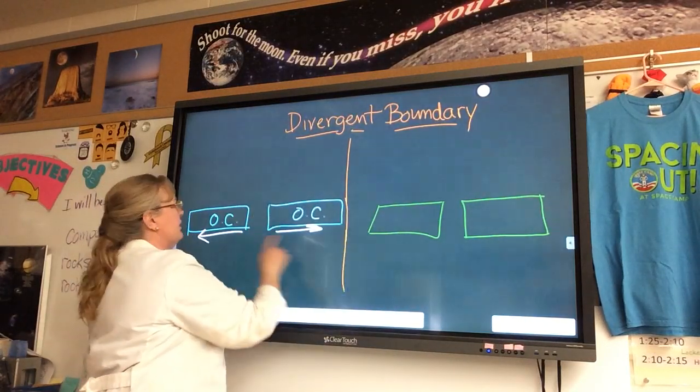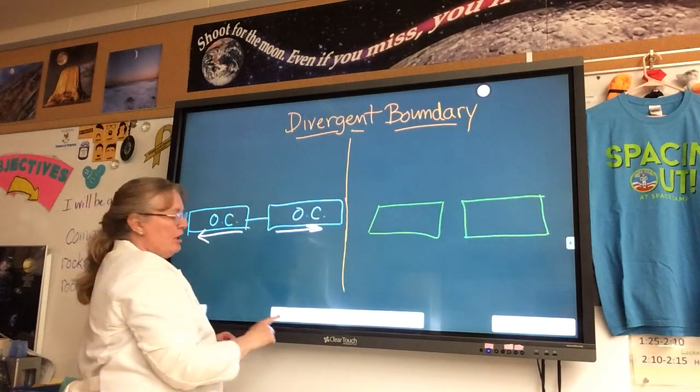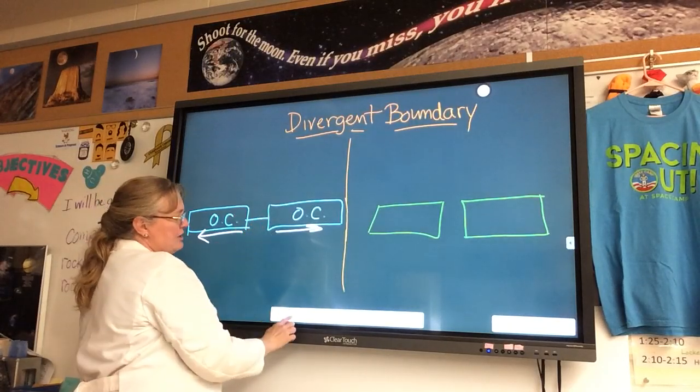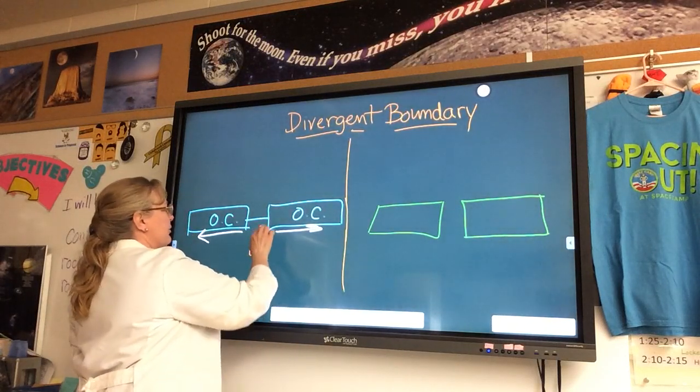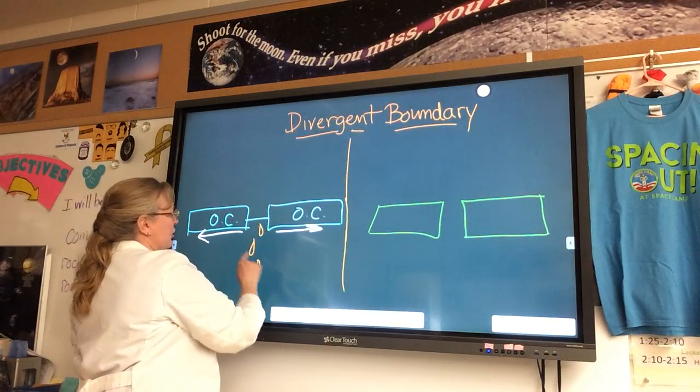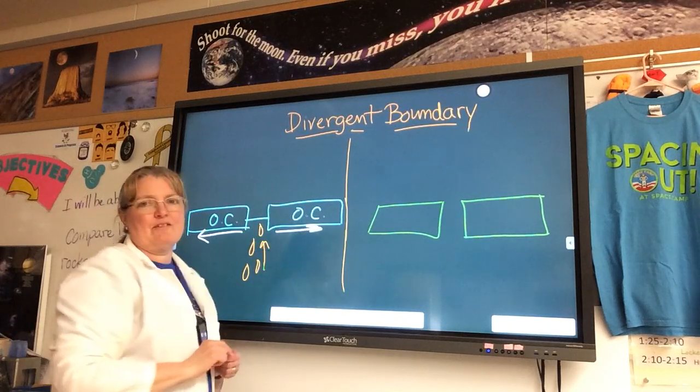So we have a little bit of ocean crust left. But as it thins out, it's going to allow magma to come up from below. So there's our magma rising to the surface.